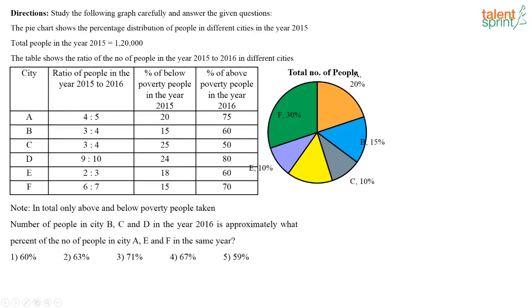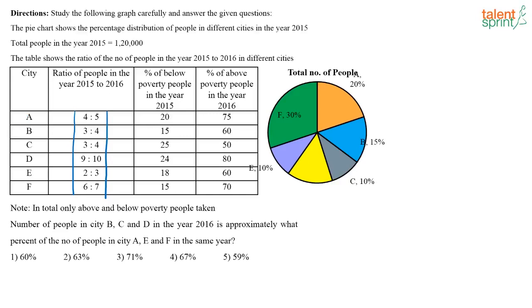Yeah, try this one. Number of people in city B, C and D in the year 2016 is approximately what percentage of the number of people in city A, E and F in the same year? So for this, basically you will have to find out how many people are there in all the cities in 2015 and 2016, and based on that you have to find the answer, correct? See here, how will you do it?